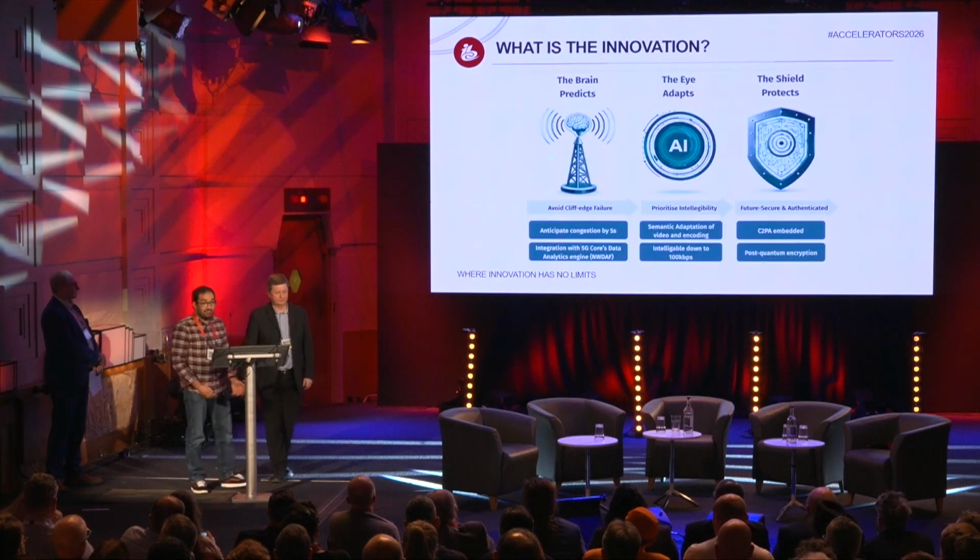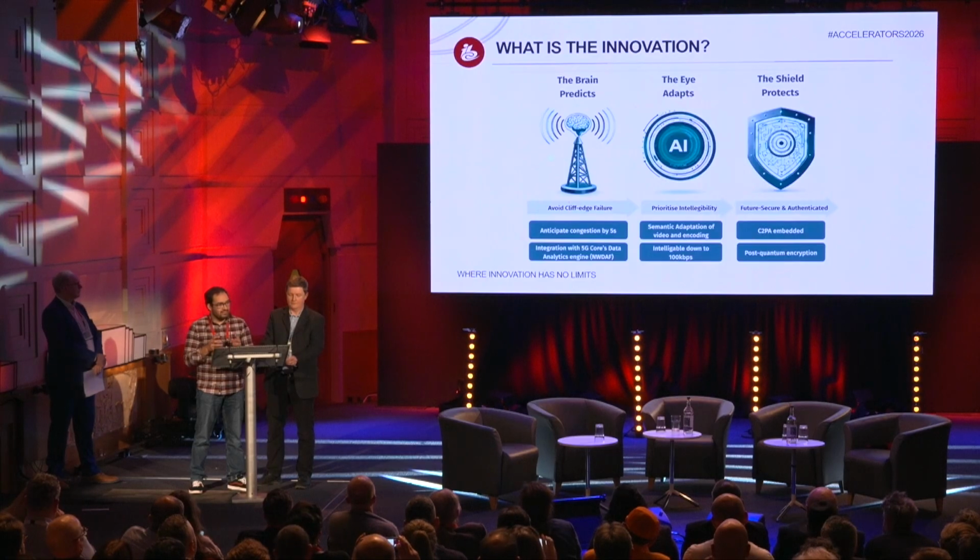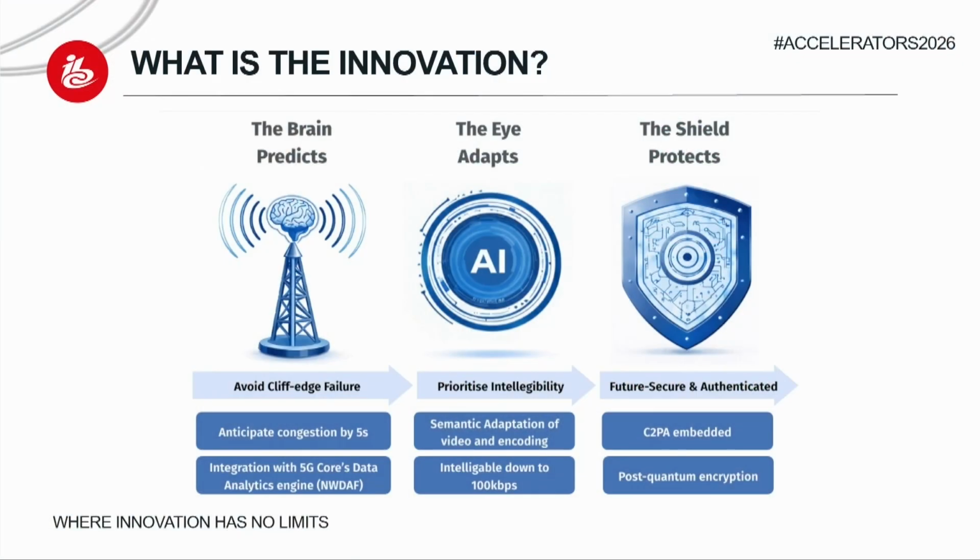Esteban, what is the innovation? We are integrating 3 technologies into the one unified pipeline: the brain, the eye, and the seal. The brain: by integrating directly in the 5G core, we predict the congestion 5 seconds before it happens, completely avoiding the reactive failures of other protocols like SRT. The second, the eye: using HAE, if, for example, the bandwidth drops to 100 kilobytes, we prioritize intelligibility. We separate the subject from the noise, blurring the background to maintain the face and the voice in high definition.